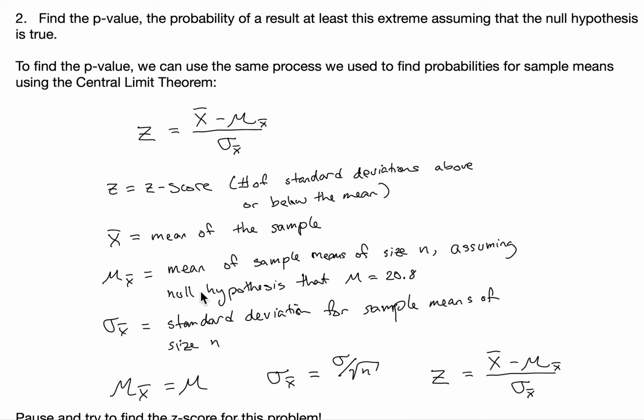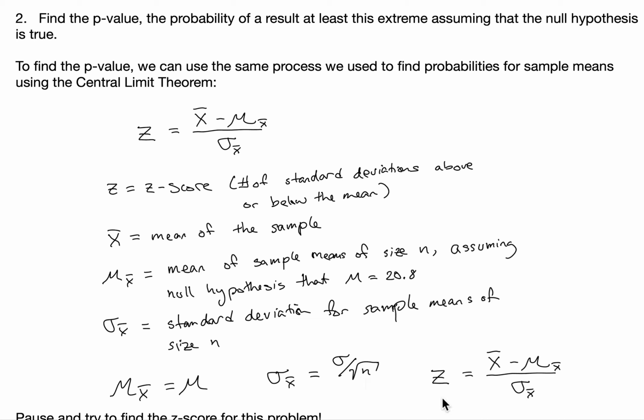And when we're talking about the overall mean of sample means of size n, here size 60, we're assuming the null hypothesis that the true population mean is still 20.8, even for those with this prep course. And sigma x bar, that's the standard deviation for sample means of size n. So for that, we don't just use the given standard deviation in the problem. We use the given standard deviation divided by the square root of the sample size. Because as the sample size increases, the amount that those sample means will deviate from the population mean will shrink. It will become closer and closer together. So this gets smaller as n, the sample size, gets larger.